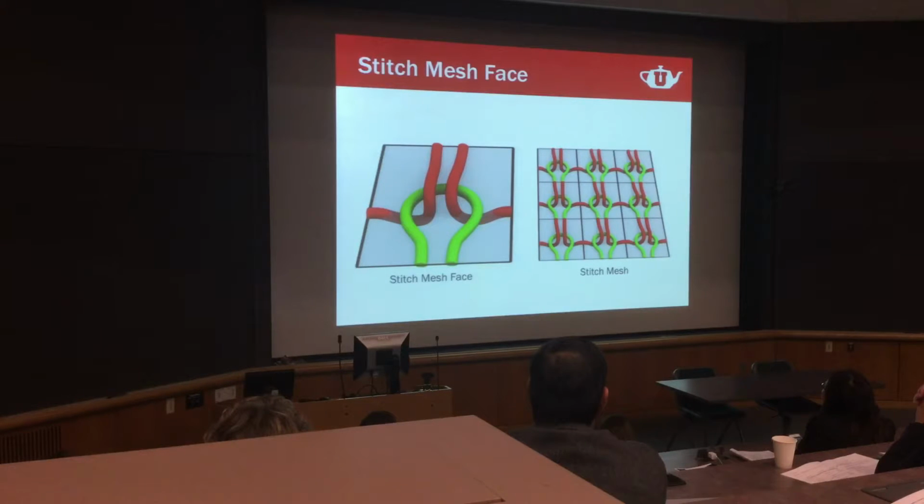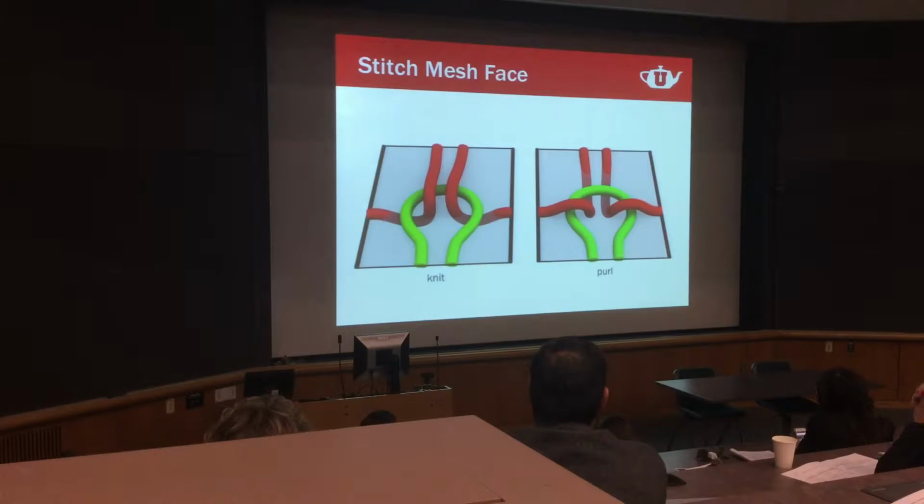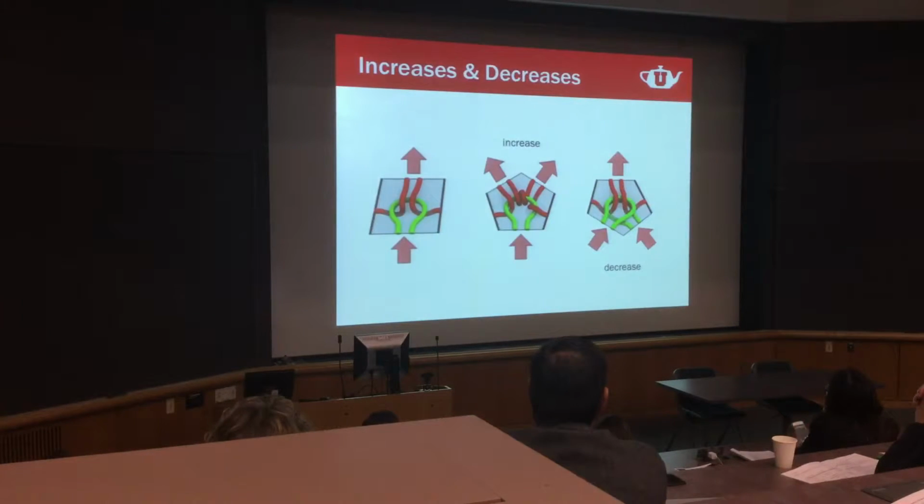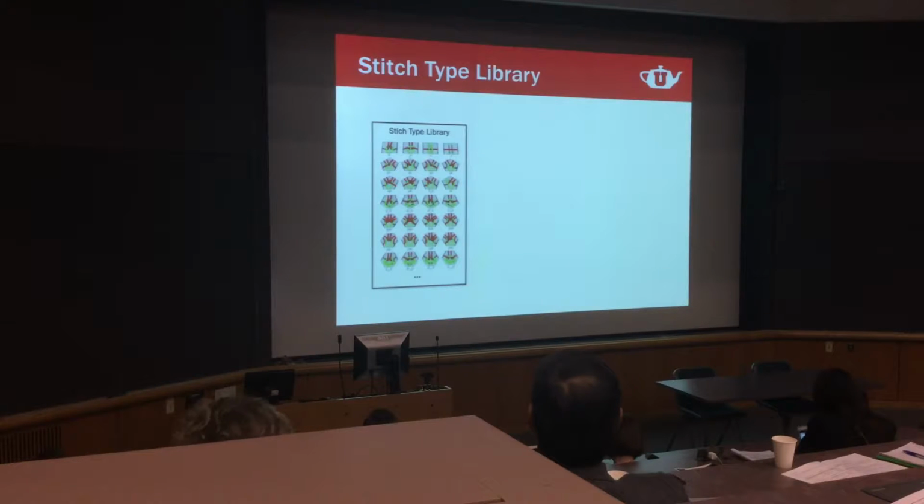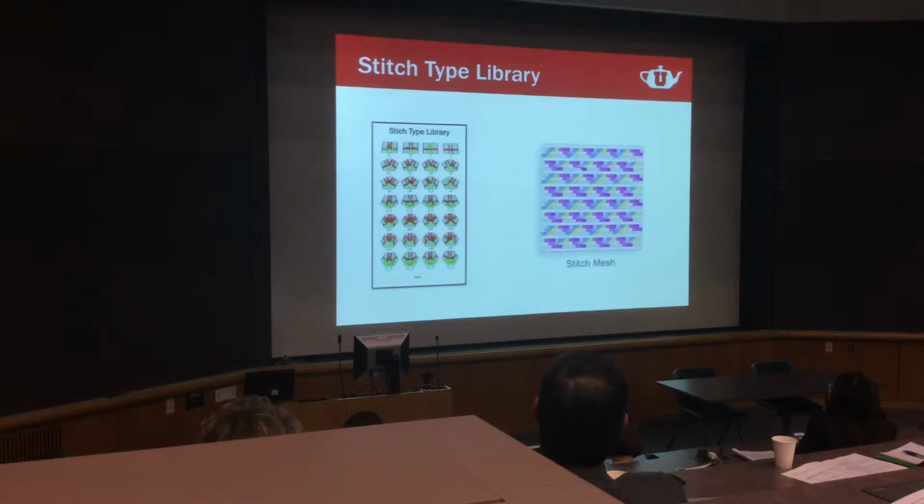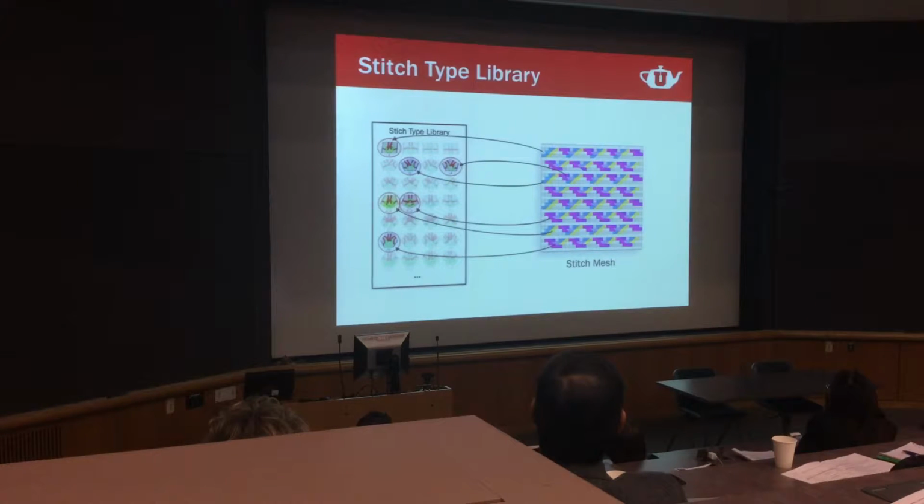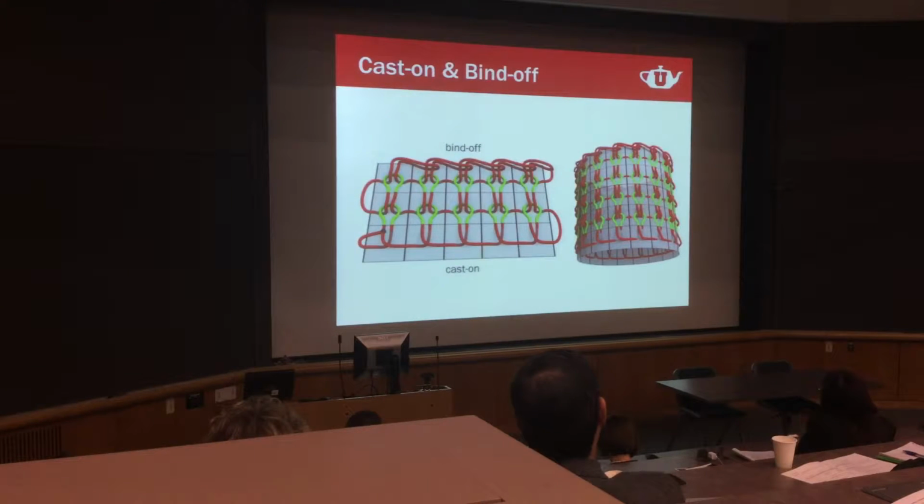So a stitch mesh face can represent different types of stitches. For example, a quad-shaped face can be a knit or a purl. We can also have increases or decreases by using faces with more than 4 edges. And of course, we can have a number of different types of increases or decreases. So we built a stitch type library to store all these stitch types, and each face of a stitch mesh corresponds to one of these stitch types. And we simply use color coding to display the type of stitch that is represented by each face. We also have some special types of stitches that are automatically placed for cast-ons and bind-offs.